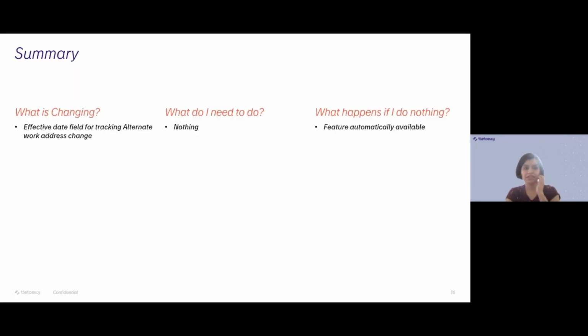So to summarize, this was a pretty simple feature. Effective date field is now available to track the alternate work address change. There's no additional configuration that needs to be done in the system to avail this feature.